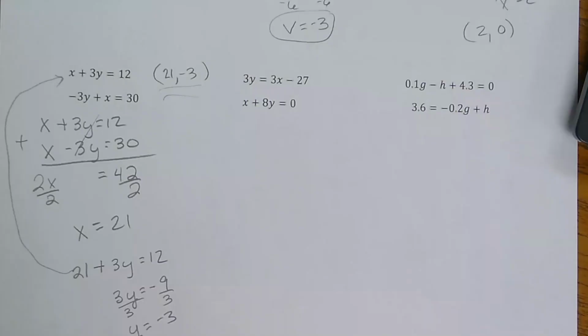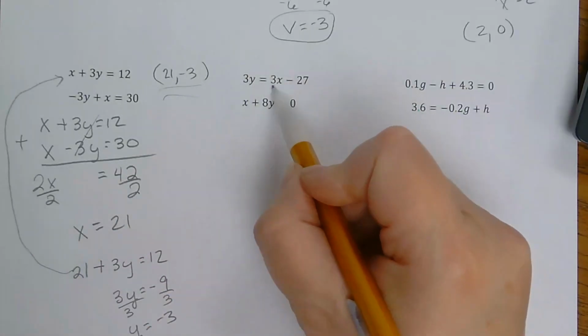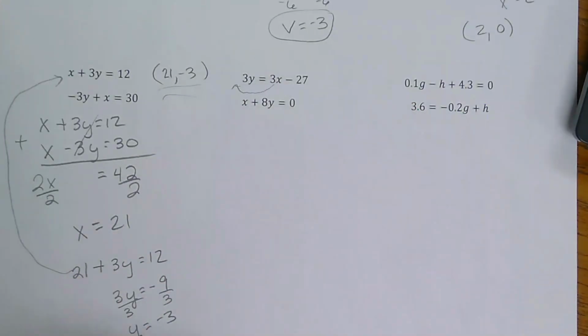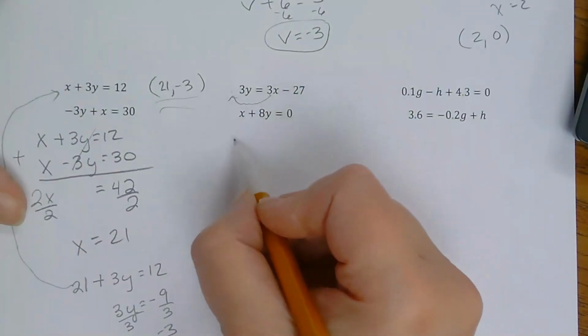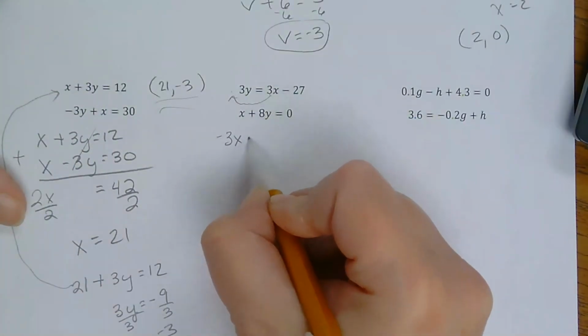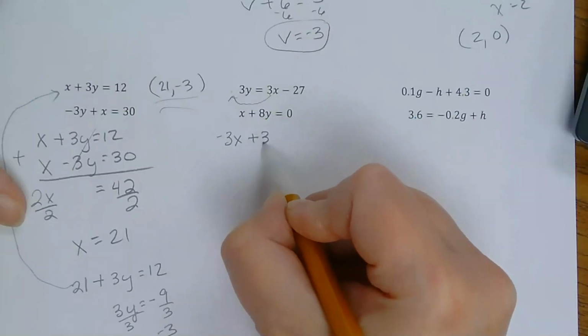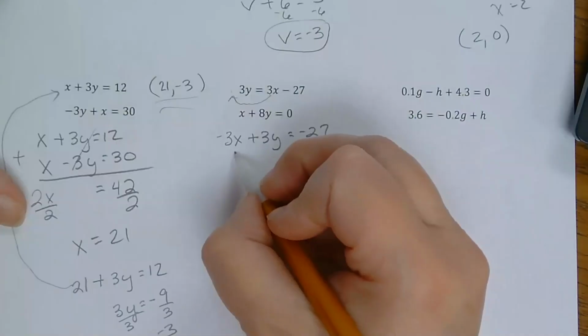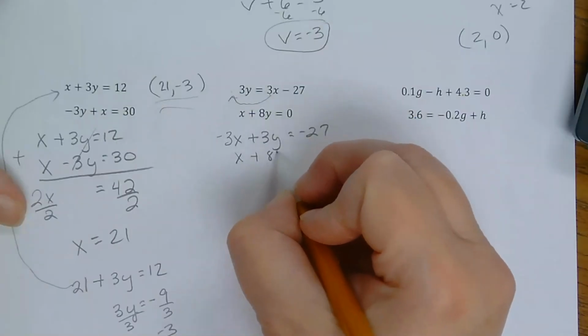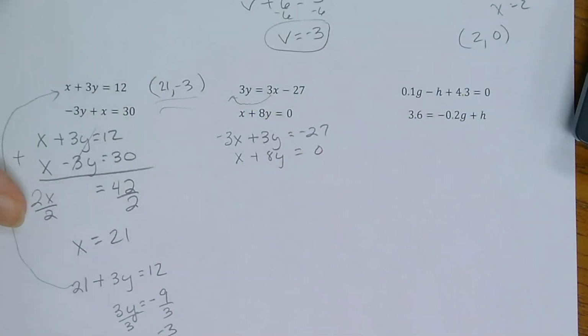This one's out of order. So I've got to move these three x's to this side to make it work. So I'm going to subtract 3x from both sides. So this is negative 3x plus 3y equals negative 27. The other one is x plus 8y equals 0.